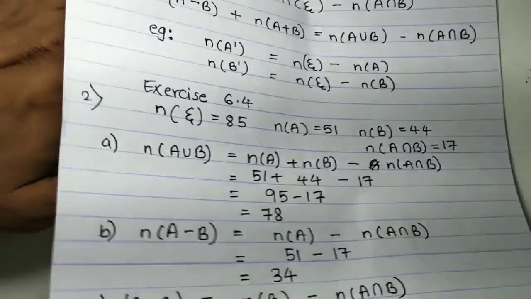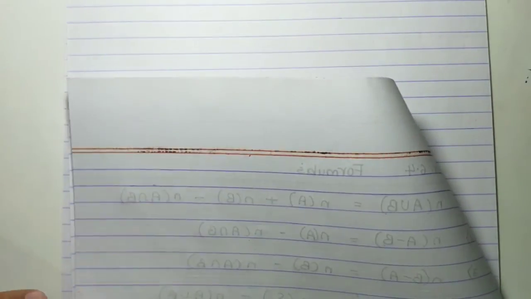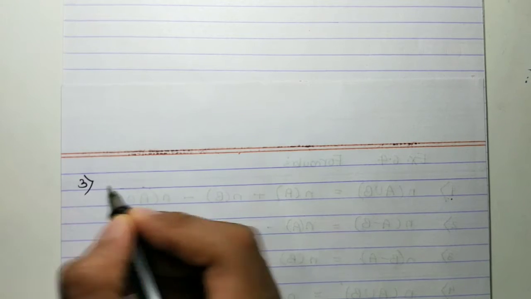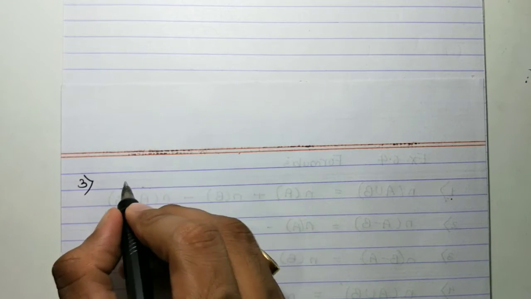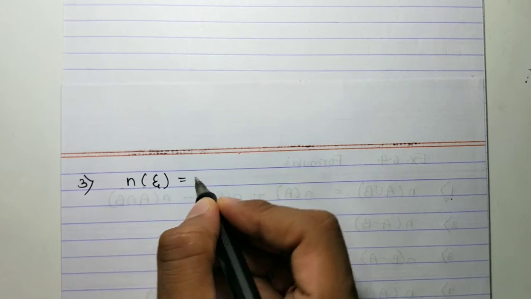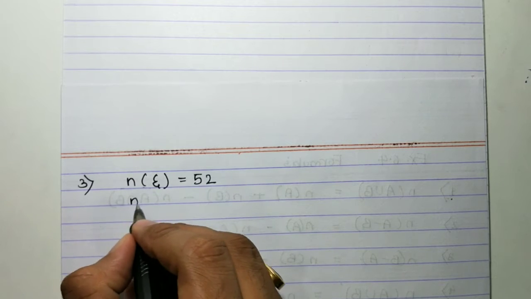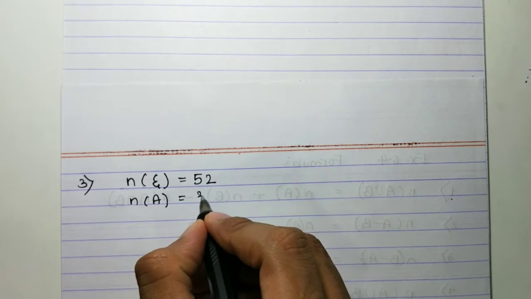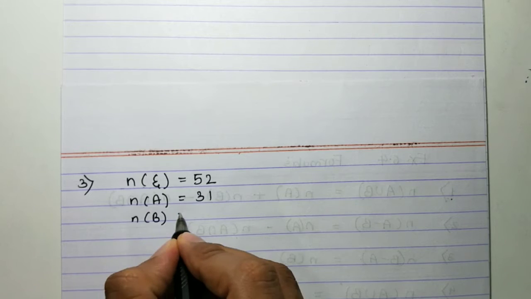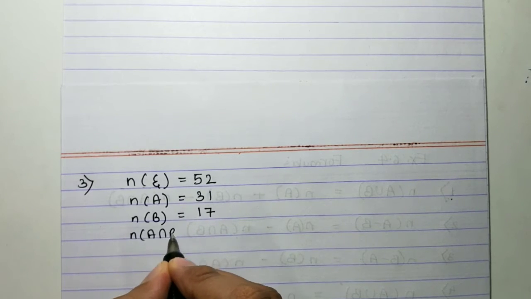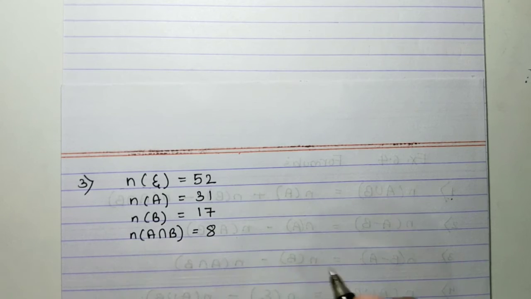Third one. Again, in the third question, we have 4 sub questions. First, I'll write the given. Universal set is 52. N of A is 31. N of B is 17. And A intersection B is 8.